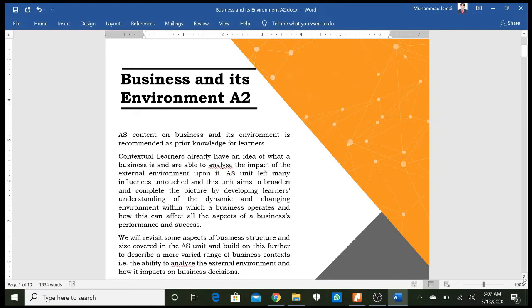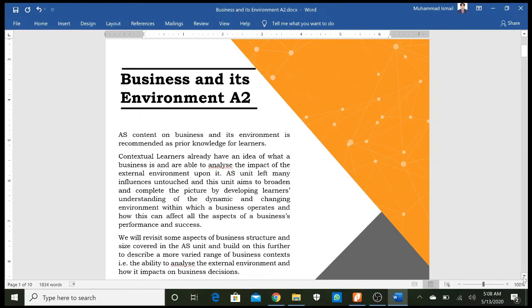And then there were certain aspects, for example, inflation, unemployment, fiscal and monetary policy instruments, which do influence the business objectives as well. So, under this topic at A2, we will study that.